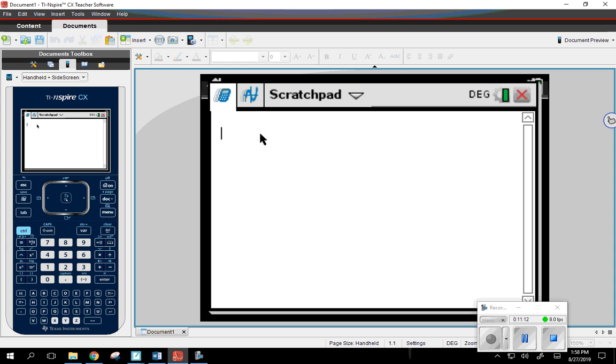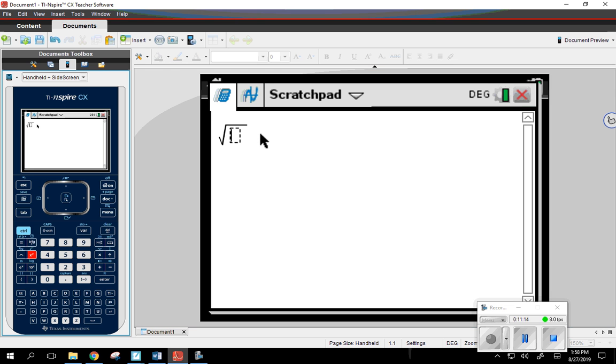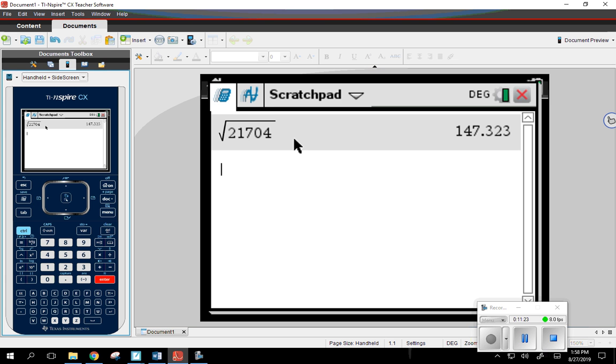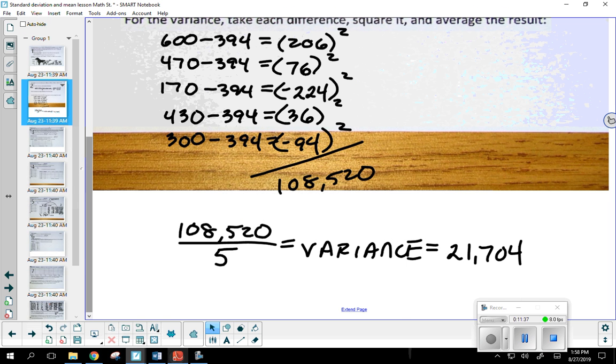I'm going to go to calculate, if it will let me. Square root 21,704. Whoop. Didn't take the 2. 21,704. I'm going to push enter. So I'm getting a standard deviation about 147 point, let's say 32. Okay. 147.32. There we go. That's a descriptor. That's the standard deviation. Okay.